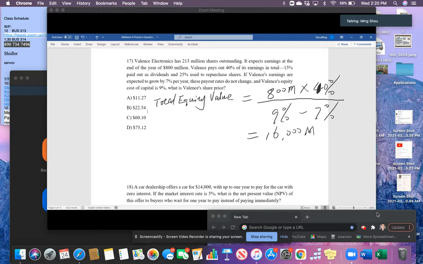But the stock price is the value per share, right? So to calculate the stock price, we need to use this total equity value, 16,000 million, divided by the number of shares outstanding. The given information is 213 million. By doing that, you can calculate the stock price, which actually equals 75.12. So the correct answer is D.